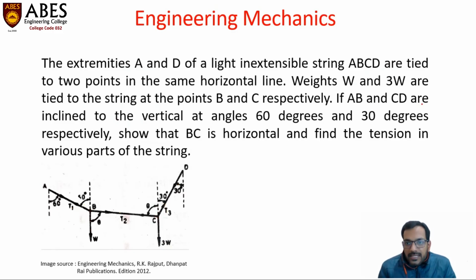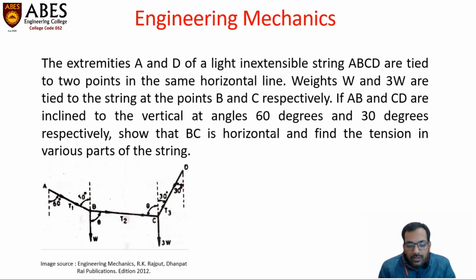If AB and CD are inclined to the verticals at an angle of 60 degrees and 30 degrees respectively, as we can see, this string segment AB is inclined with an angle of 60 degrees with vertical. So by the geometrical properties, this angle also becomes 30 degrees at the junction B. And the inclination of this string segment CD with vertical has been given as 30 degrees. So by geometrical properties, this angle at the junction C also becomes 30 degrees.